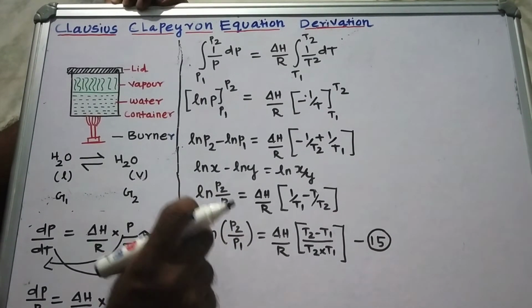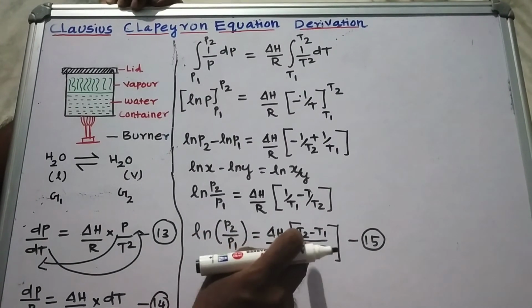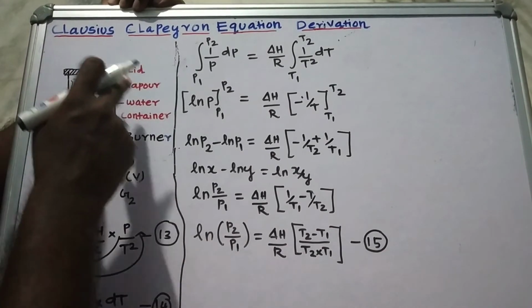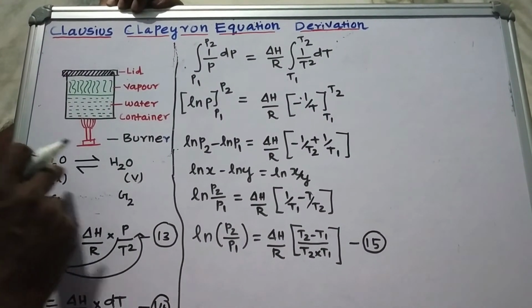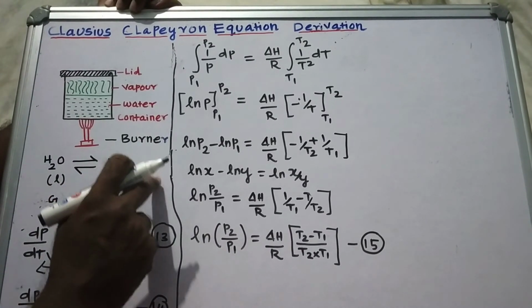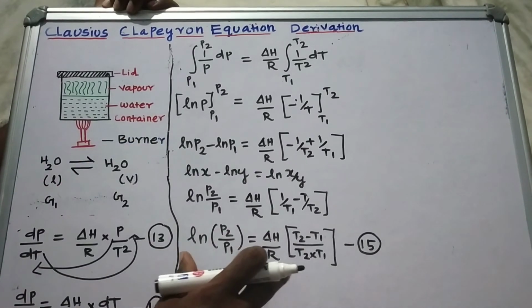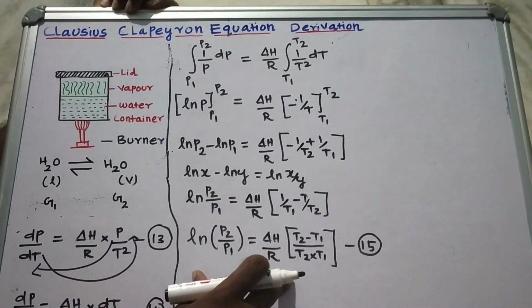Therefore, this equation is used to find the vapor pressure of a solution at different temperatures when two phases are in equilibrium. Here, the liquid state of water and the vapor state of water are in physical equilibrium. Therefore, this is a very important equation. Okay, students, watch it, use it.